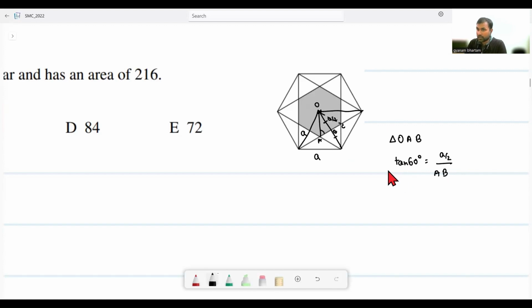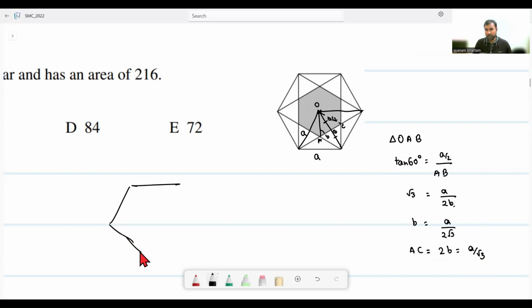And tan 60 degrees, this is B. So we have to find 2B. Tan 60 is root 3. We have A by 2B, so B is A by 2 root 3. But we want AC. So AC is going to be 2B, or A over root 3. So the larger hexagon, if you observe, has side A and the smaller one is A over root 3.